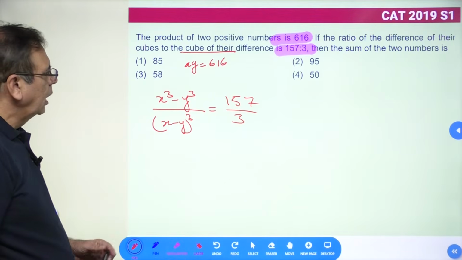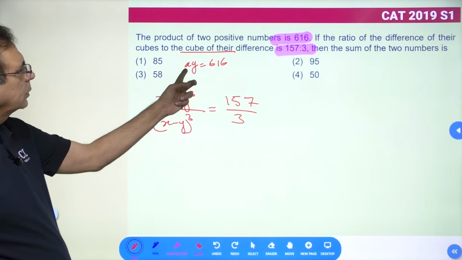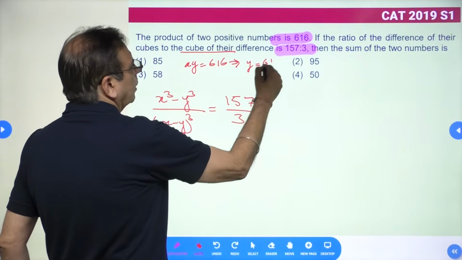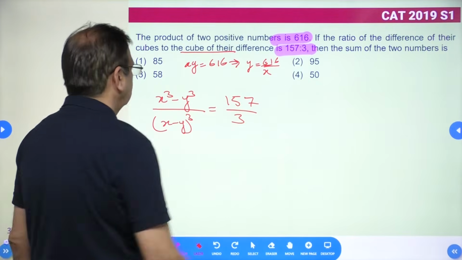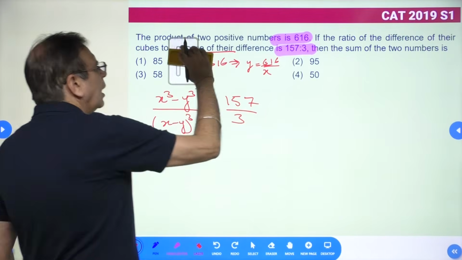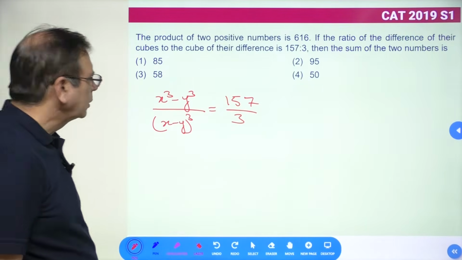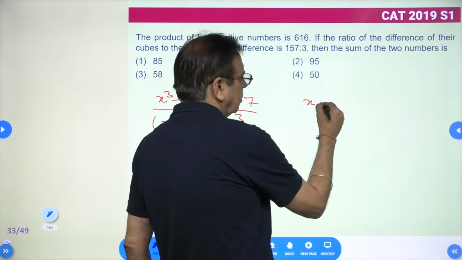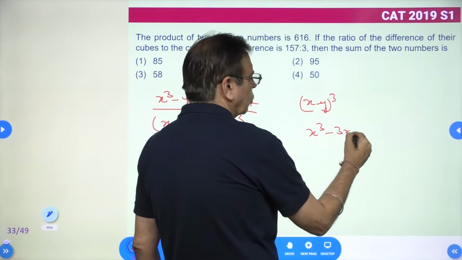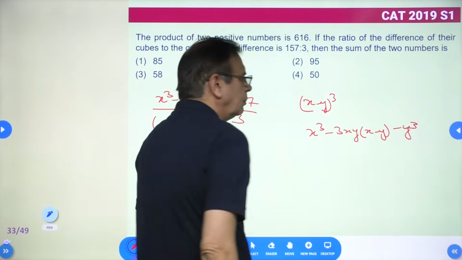Now, what do we do? One approach which people suggest is to put y equal to 616 by x. Fine, you can avoid that, it will take a lot of time and give no benefit. A slightly better method, but equally time consuming, would be to say what is x minus y whole cube. This is x cube minus y cube minus 3xy into x minus y. Right? This is what it is.